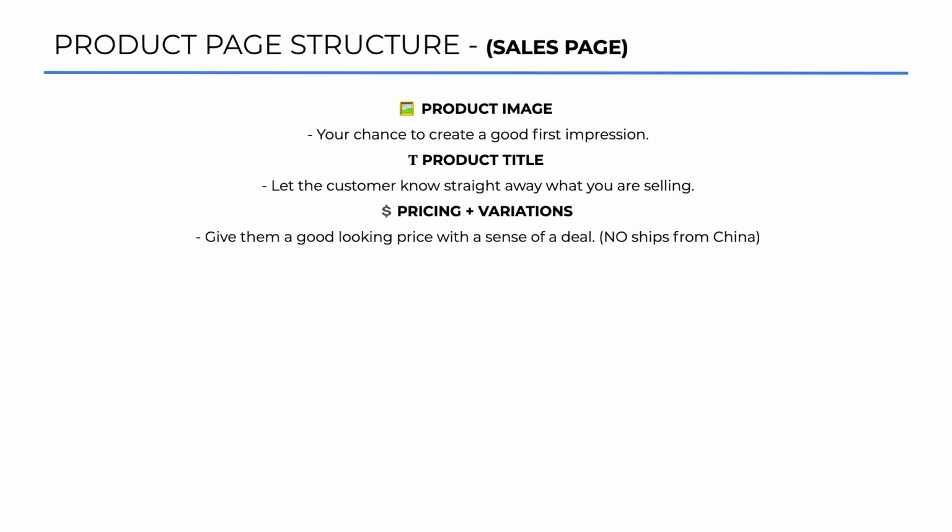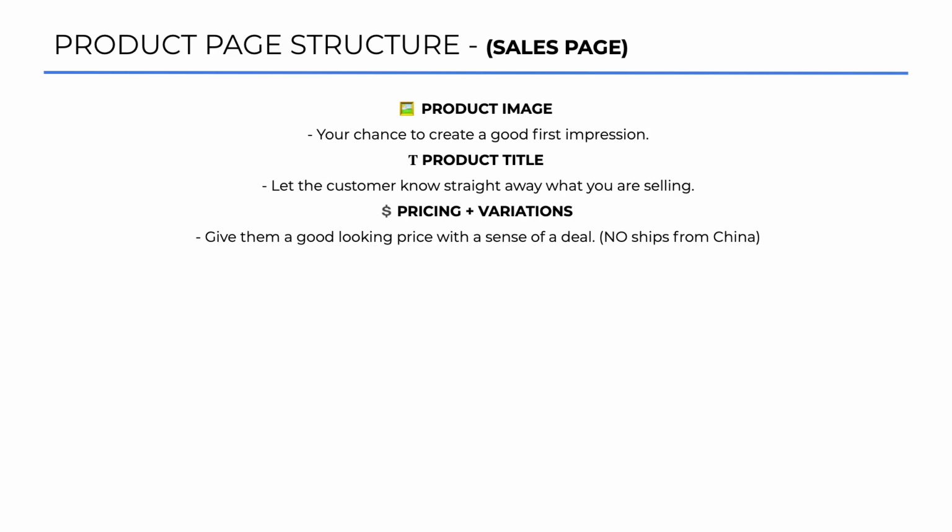Next thing is pricing and variations. Now you want to give them a good looking price with a sense of a deal, right? If you take a look at your personal life, even if you go to your local Walmart or any store, you will notice that all the prices are always ending with 0.99, 0.96, 0.97, 0.98. You will never purchase something for, let's say, 46.52, and people don't take that seriously and they don't know how to price.